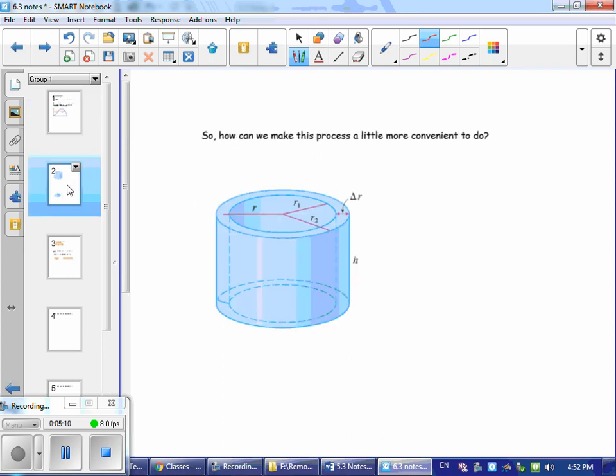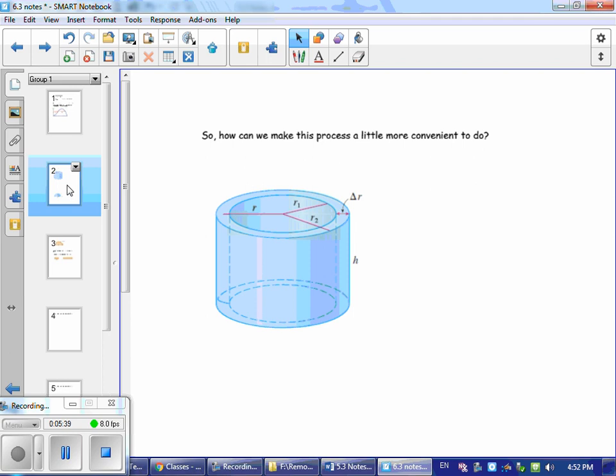All right, so how can we make the process a little bit more convenient to do? What we're going to look at here is one cylindrical shell. And it's called a shell specifically because it's not a solid cylinder. It's basically a cylinder with a cylinder cut out of the middle. If you can kind of see that, you basically have what we would call a shell of a cylinder.